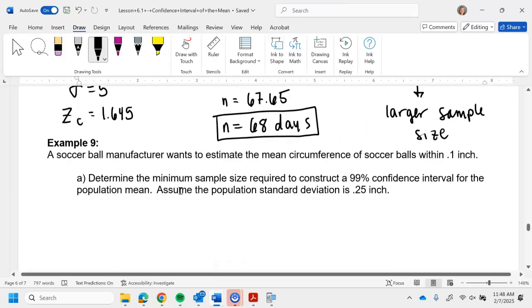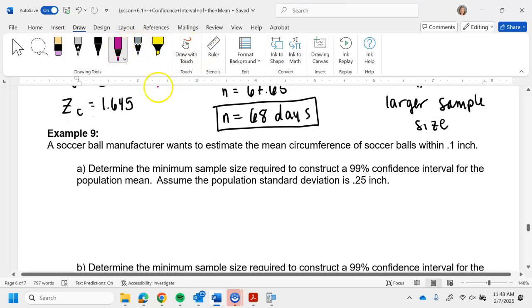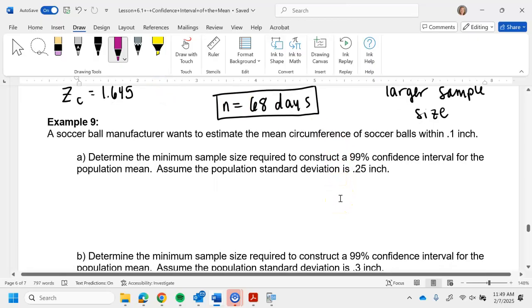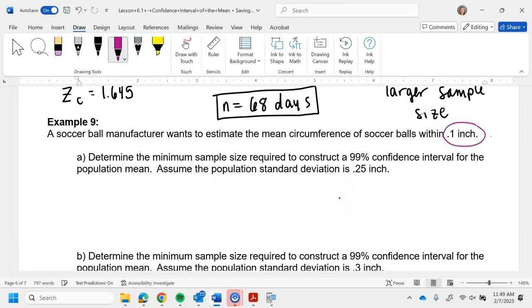I'm going to scroll down now. A soccer ball manufacturer wants to estimate the mean circumference of soccer balls within 0.1 inches. Whatever you want to be within is your error. Okay, so I'm going to jot that down. 0.1. We need standard deviation, and we need our critical value. So standard deviation, 0.25 inches. 99% confident. Now, this is a new one. We haven't used this one yet, but that critical value is 2.58. You can see that in your chart.